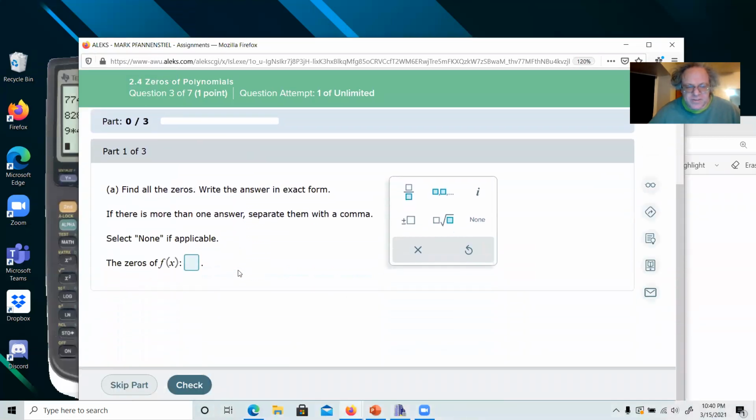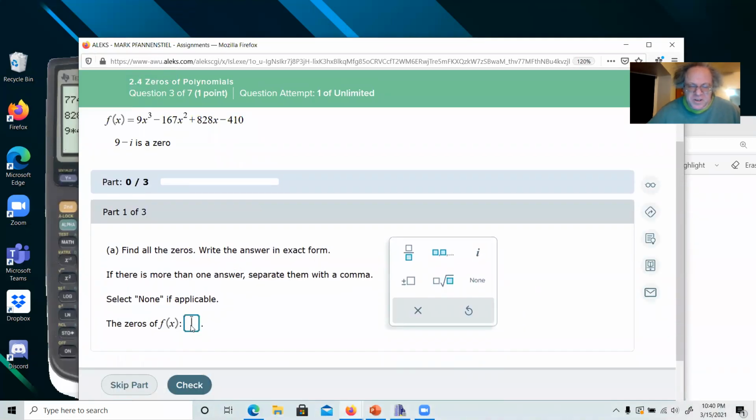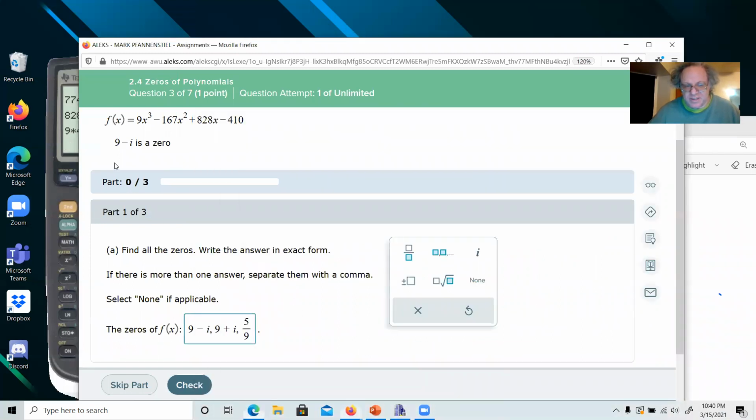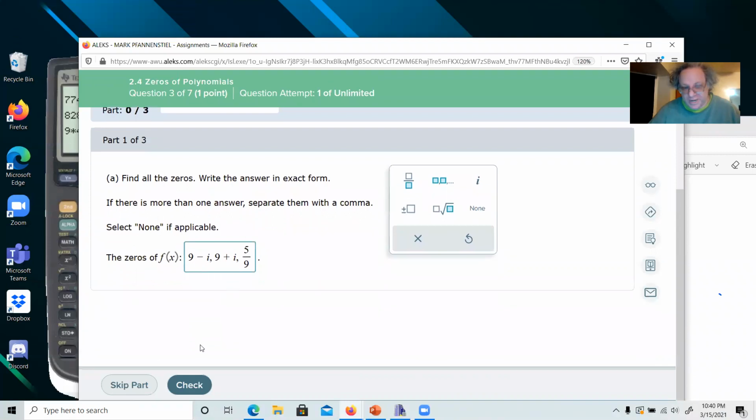All right. So let's see here. Find all the zeros. Well, if 9 minus i, comma, we have 9 plus i. I could have filled that out at this point, right? I didn't need to do the division to know that that was going to be true. But I never would have found 5/9 if I didn't check, right? That is the whole point.